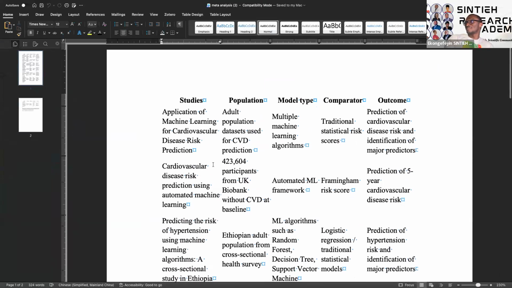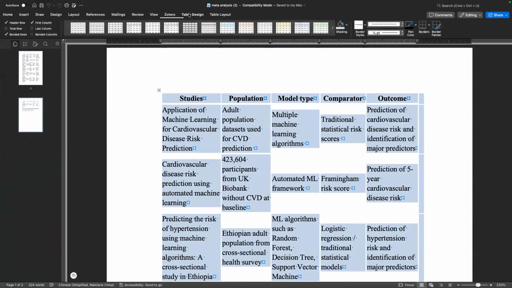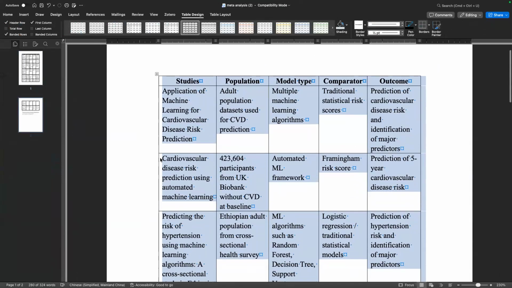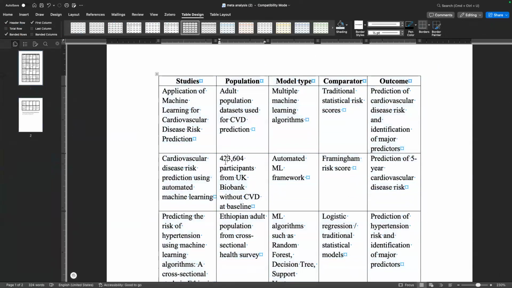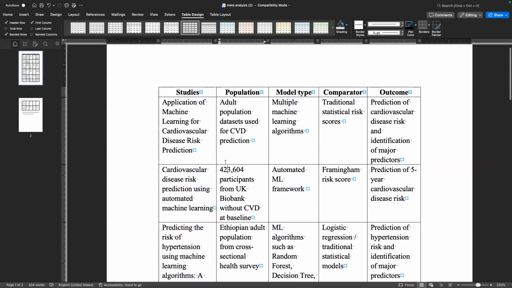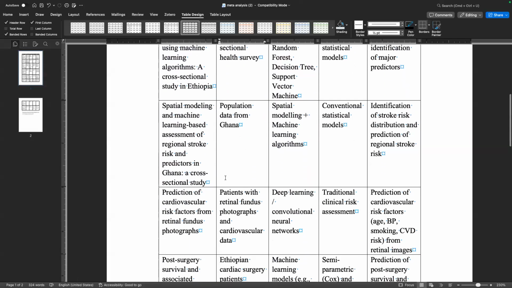Okay, good evening everybody. The assignment that we had was to determine if a meta-analysis could be feasible with all the different studies that we had. So what I first of all did was copy all the studies down and divide them by population, model type, comparator and outcome, since to do a meta-analysis, we need to identify if they have similar outcomes, similar AI models and similar populations.